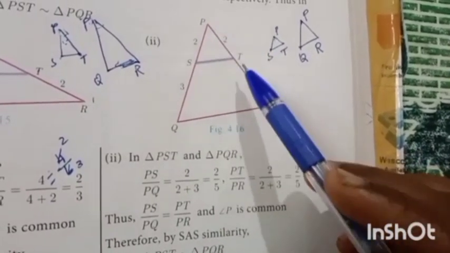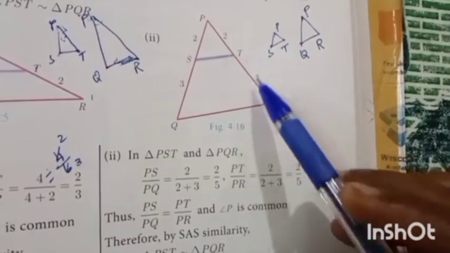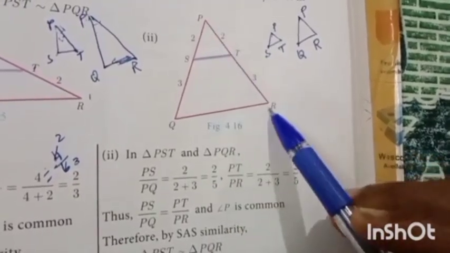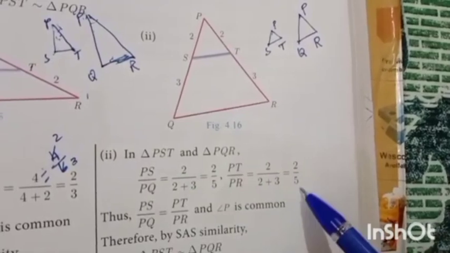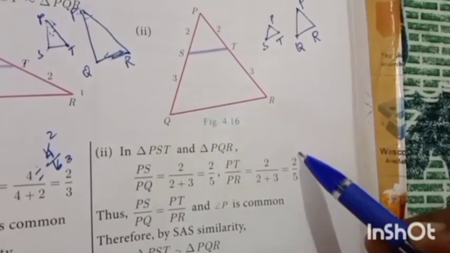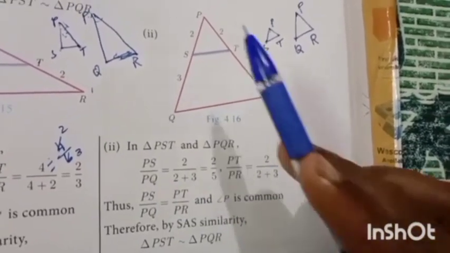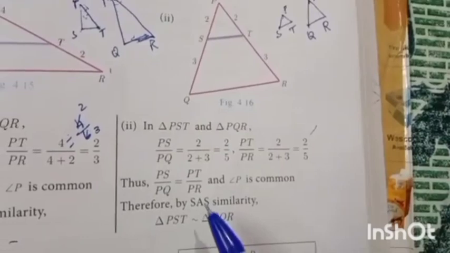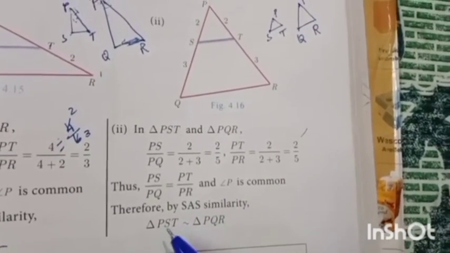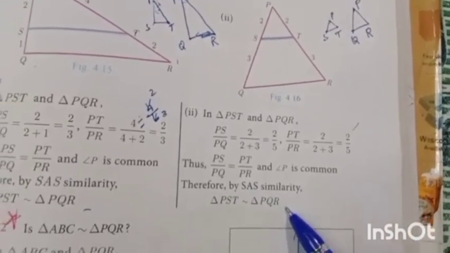Then you have to find PT by PR. PT value 2, PR value 2 plus 3, the full PR. So that is equal to 2 by 5. Now compare the values: 2 by 5 and 2 by 5. These two are equal, and angle P is common. Therefore, by SAS similarity, triangle PST is similar to triangle PQR.